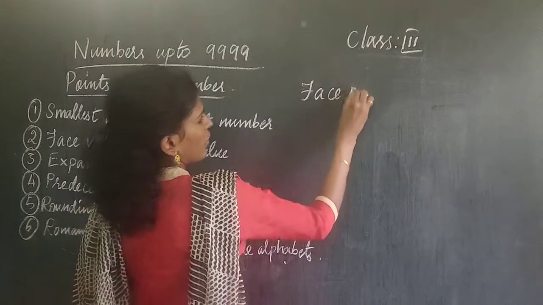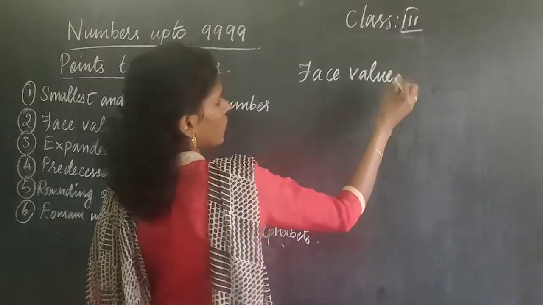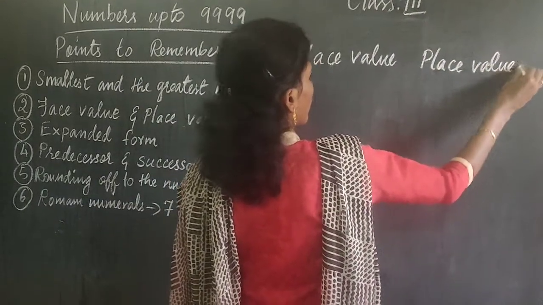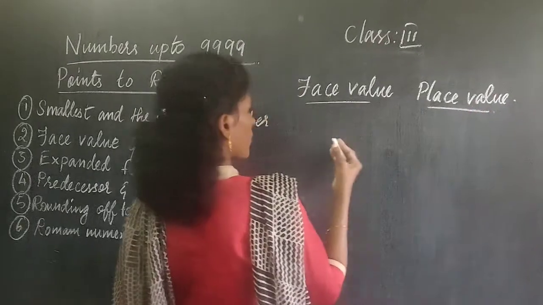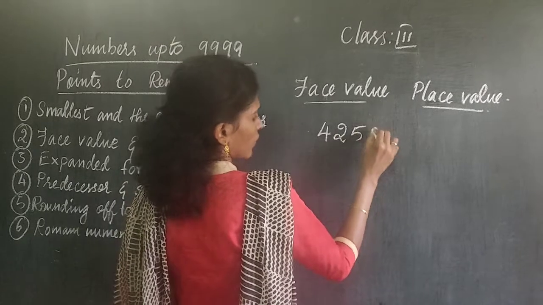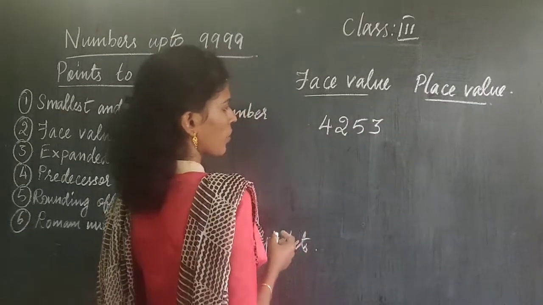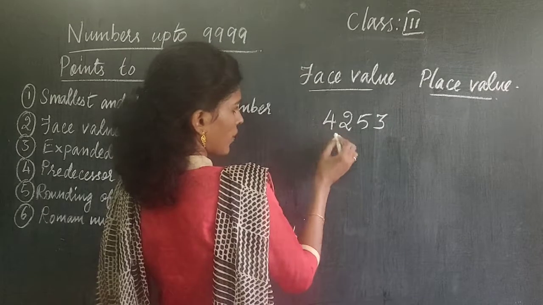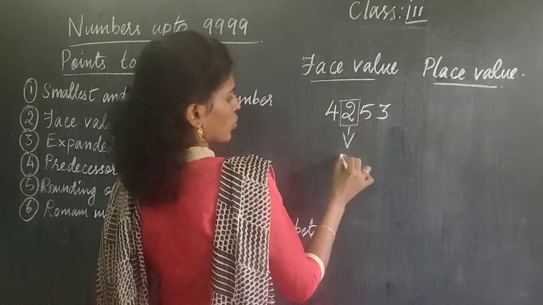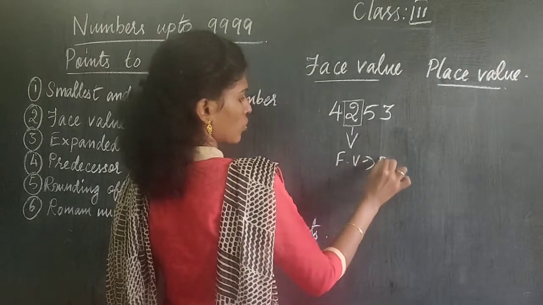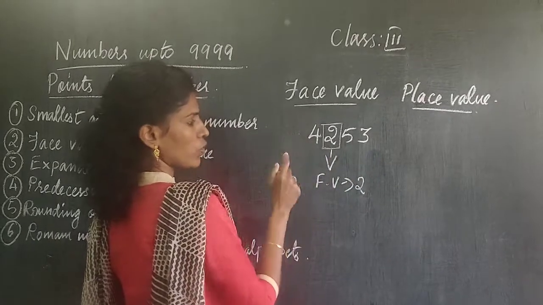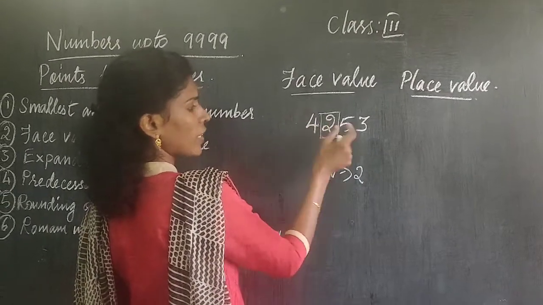Next is the face value and the place value. Suppose there is a number 4253. In this number, the face value will be the number itself. Now suppose you have to write the face value of 2. So the face value of 2 is 2. The face value of 5 is 5. The face value of 3 is 3. The face value of 4 is 4. So the face value will be the number itself.